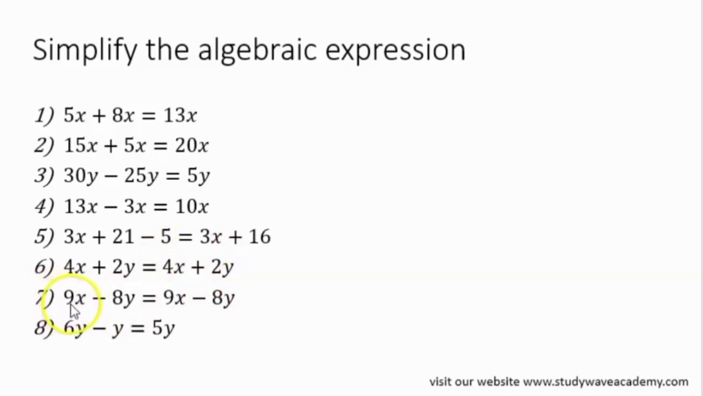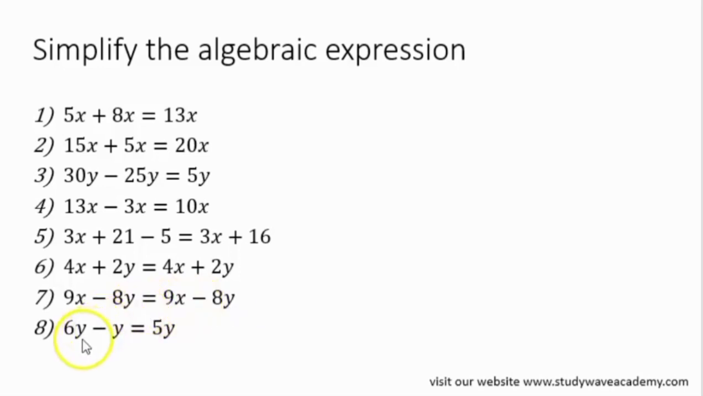Number 7 says 9x minus 8y. Like I said, because they have different variables, they cannot be subtracted. So our answer remains 9x minus 8y. Do we understand? Okay, very good.